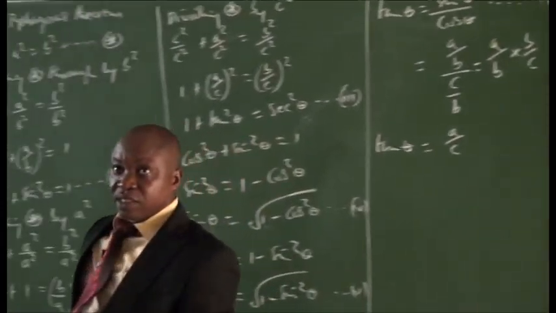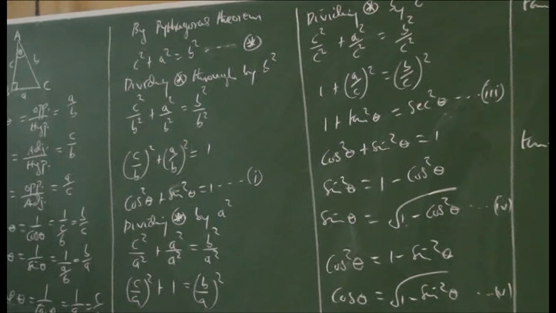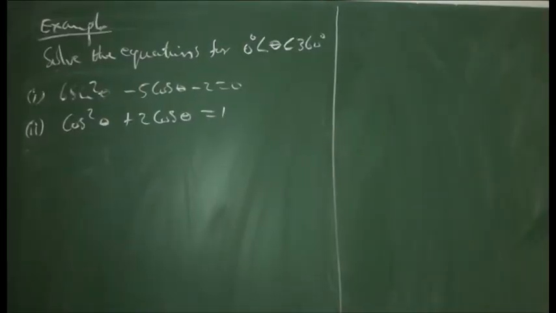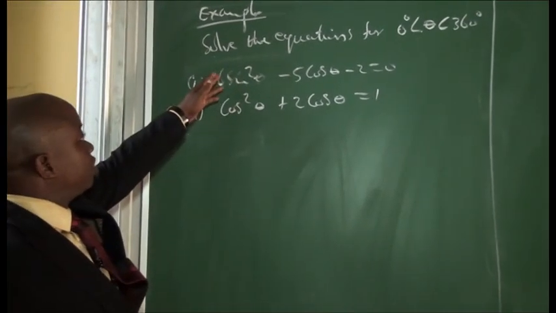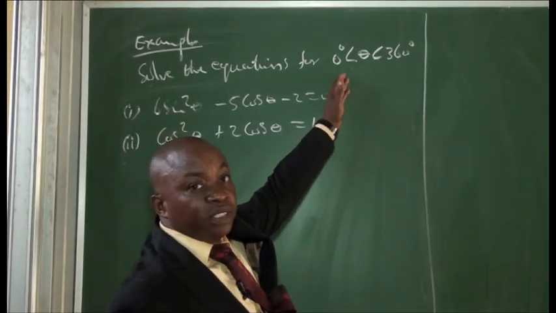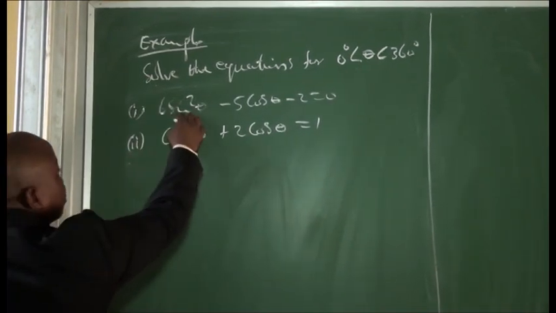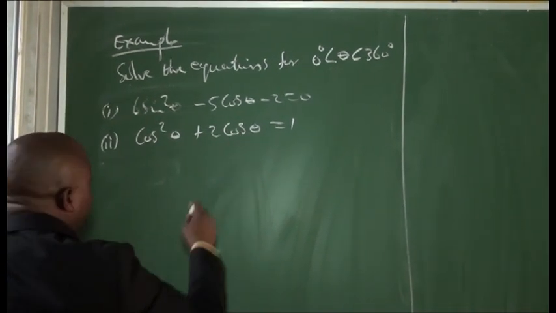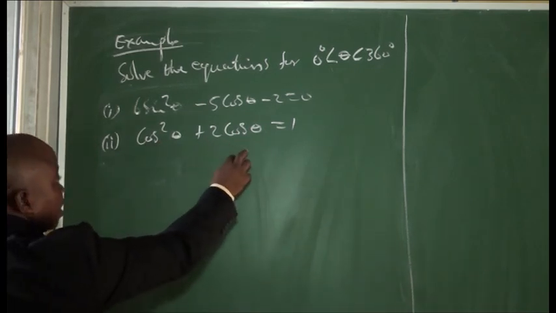Identities help us to solve trigonometric equations. For instance, we'll take an application problem. So we look at this example: solve the equations for theta between 0 and 360 degrees. Number 1: 6 sine square theta minus 5 cos theta minus 2 equals 0. Number 2: cos square theta plus 2 cos theta equals 1.